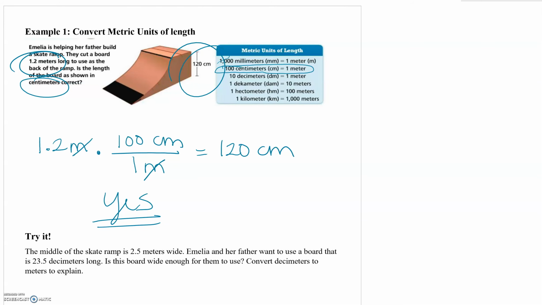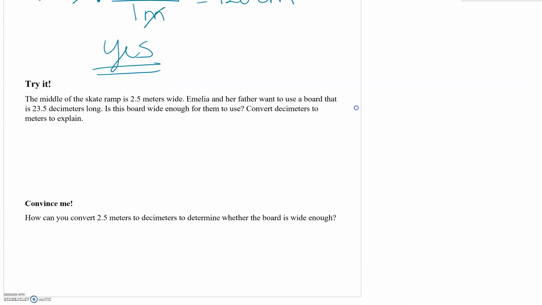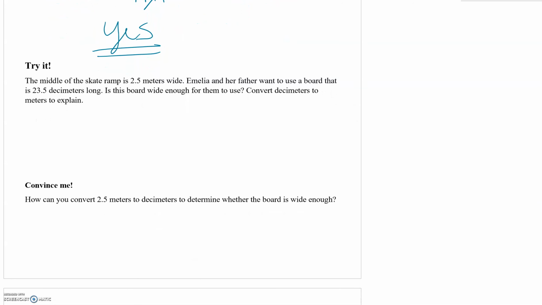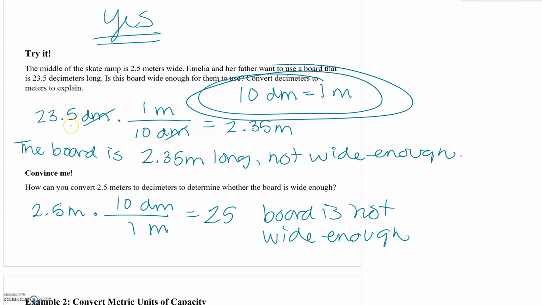Alright, here's another one, guys. Go ahead and try this one on your own. Pause the video and then check back with me in just a moment. Alright, so here's your try it here. So we're trying to determine if the board is wide enough. So we're looking at decimeters to meters. So I use my conversion factor right here to determine that the board is 2.35 meters, but is not wide enough for what they need for their skate ramp.